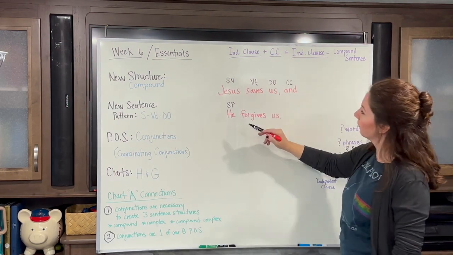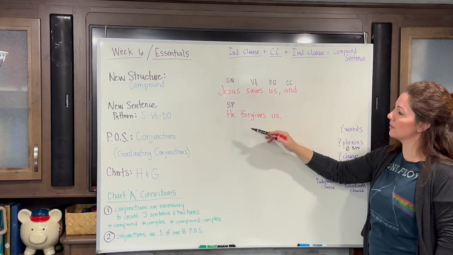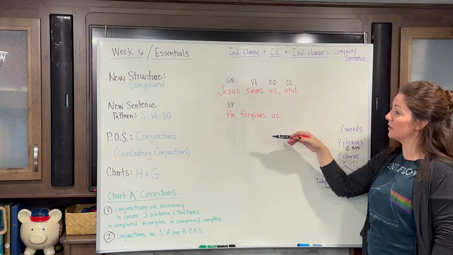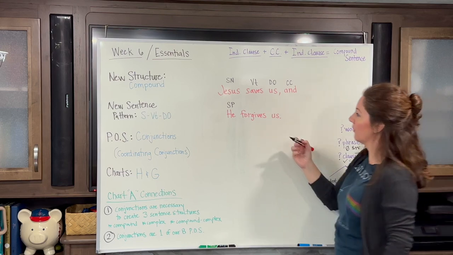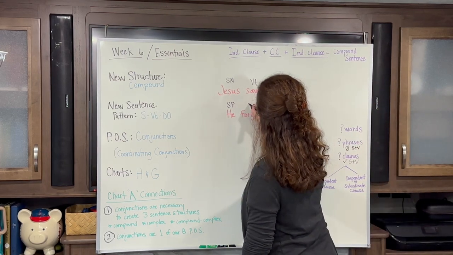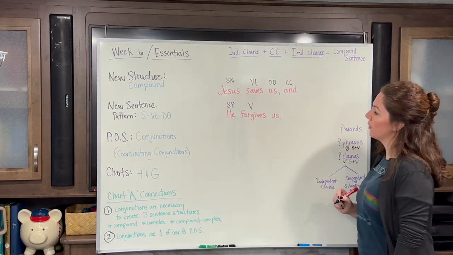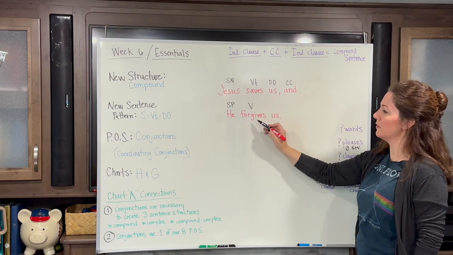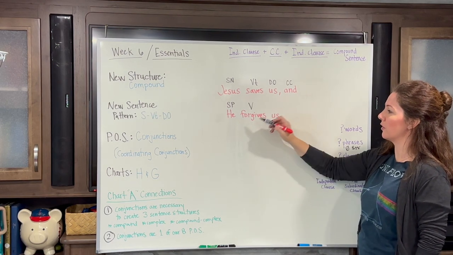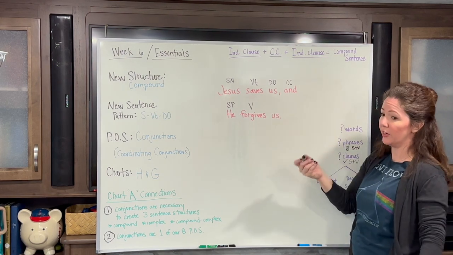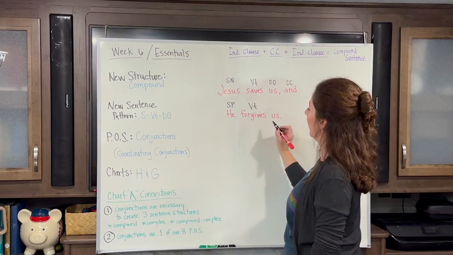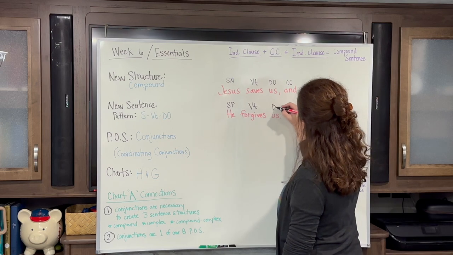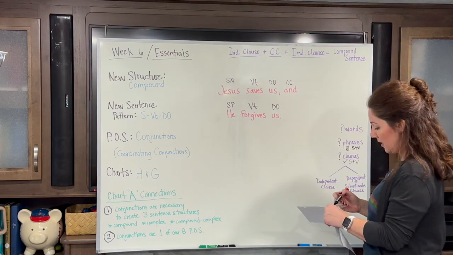And then we have, sorry, he forgives us. Where's our verb? What is he doing? Forgives. He's forgiving. So we have a verb. Forgives is our verb. And is this action of forgiving being transferred to anything? Is he forgiving someone particular? Us. So that makes this, again, transitive. Direct object. Right. There you go. You have got that down, Pat.